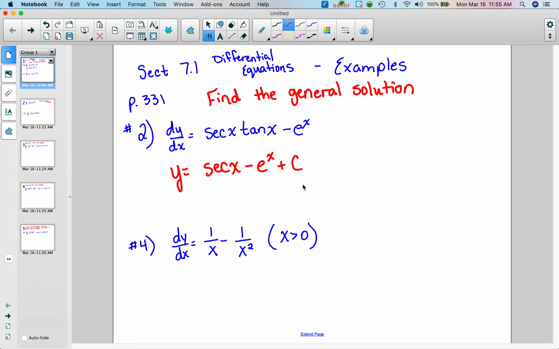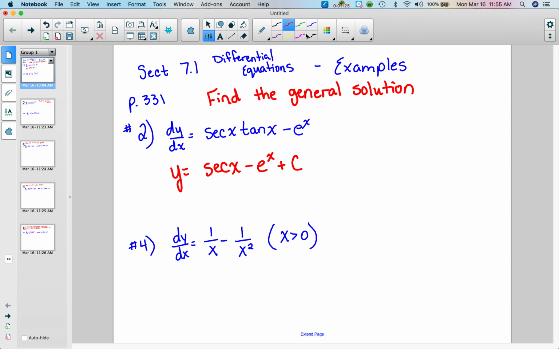So you can always double check your answers. If you take the derivative of this, the derivative of secant x is secant x tangent x. Then we would have minus the derivative of e to the x, which is e to the x. And the derivative of a constant is 0. So then you can verify that that would work.